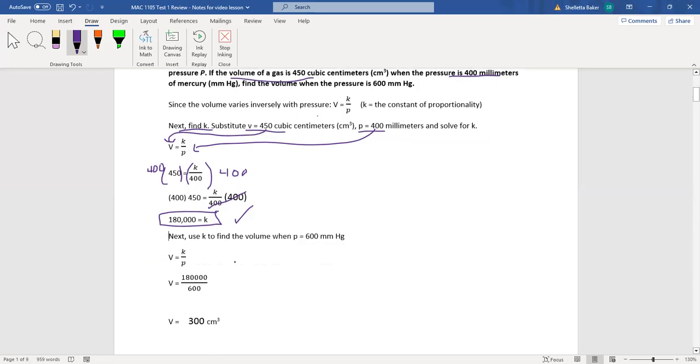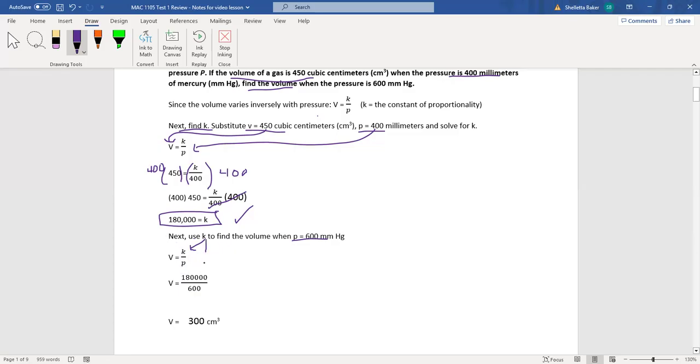Next, we want to find the volume. This is given to us. We want to find the volume when the pressure is 600. So we'll substitute 600 for the pressure and also use the K that we found earlier to help us find that total inverse. Remember, volume is equal to the constant of proportionality, K, divided by pressure.